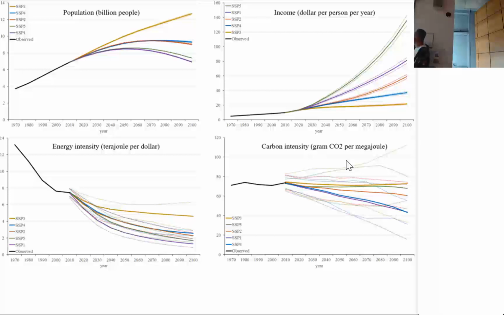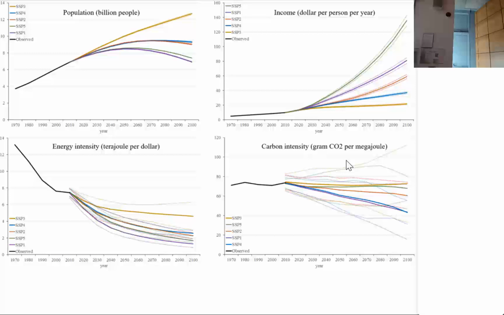Here the models are set free. You see this enormous range of results, right? Even within a scenario you have models strongly disagreeing. So what we've seen in the historic period is that energy intensity went the wrong way, went the right way, went the wrong way again, right? From a CO2 emissions perspective.